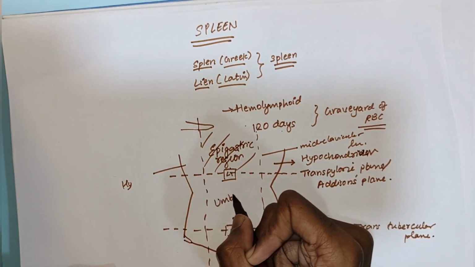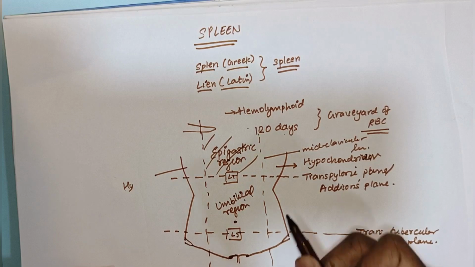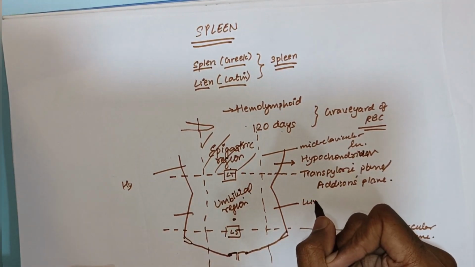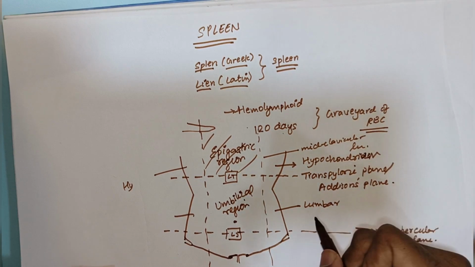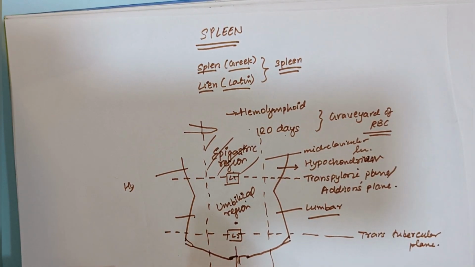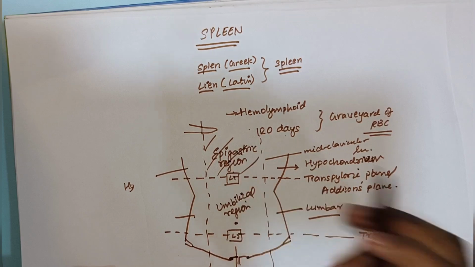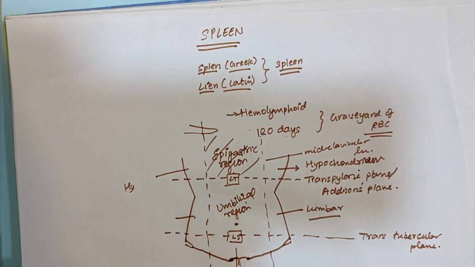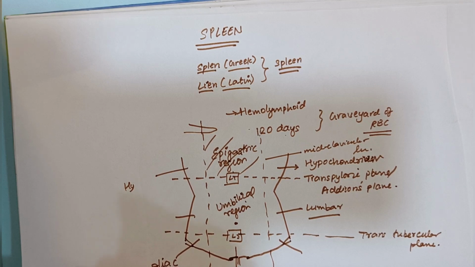This is known as the umbilical region. These two are known as the left and right lumbar regions, because they correspond to the kidney, so that is why known as the lumbar region. This is known as the hypogastric region or the hypogastrium. The word hypo means below, right? And the word epi means above. So epigastrium, hypogastrium. Either side we have the right and left iliac fossa.